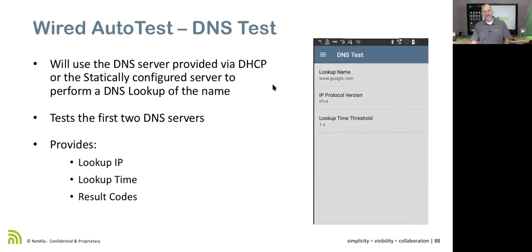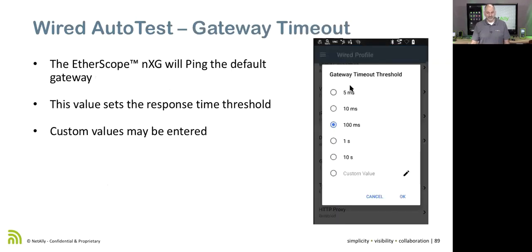DNS test. This is where we give the EtherScope a DNS name to look up. It will go out to the first 2 DNS servers that we get via DHCP, or the 2 that we can specify in the static, and it will check to make sure that we can look those up. We can specify for our default gateway what our response time timeout is. We can put a custom value in there. We're going to ping that default gateway. We want to make sure we get a response back in a reasonable amount of time.